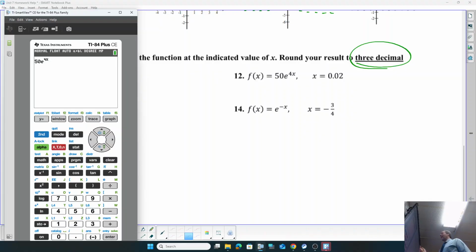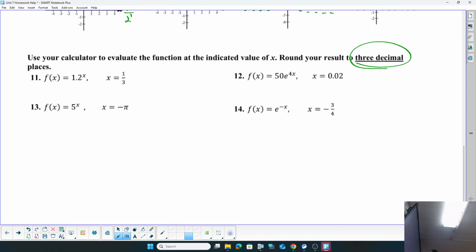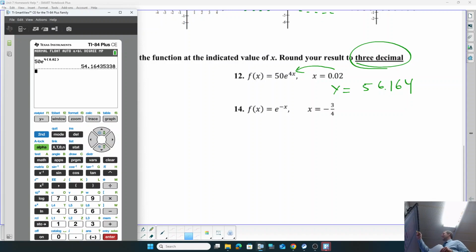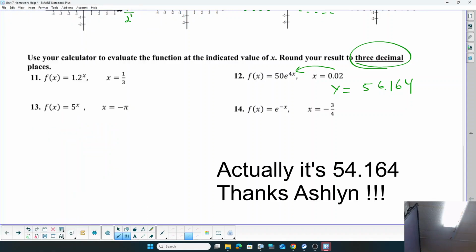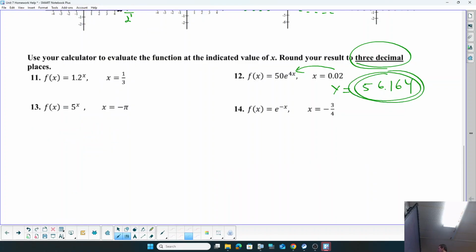But this time in place of x, what are we going to plug in there? We're going to plug in 0.02 in place of the x, and we get 54.164. So when x equals that, y equals 56.164. To 3 decimal places, did we do that right? Yeah, because the 3 does not round the 4 up, so we keep it like that. So there's our answer. So you try number 11, number 13, number 14.